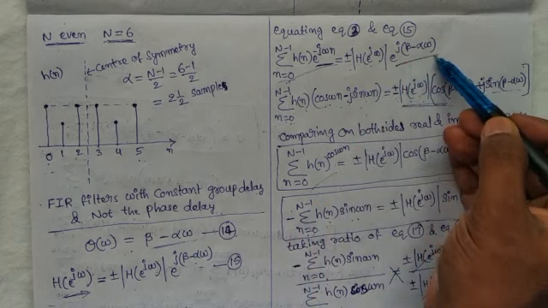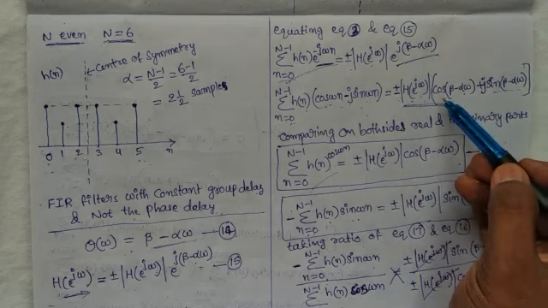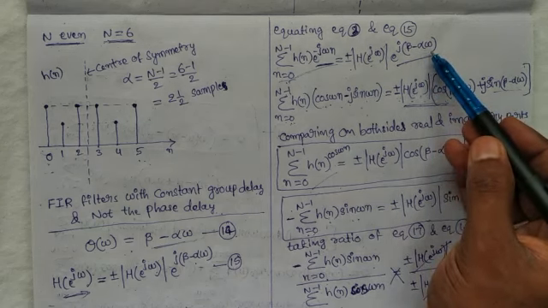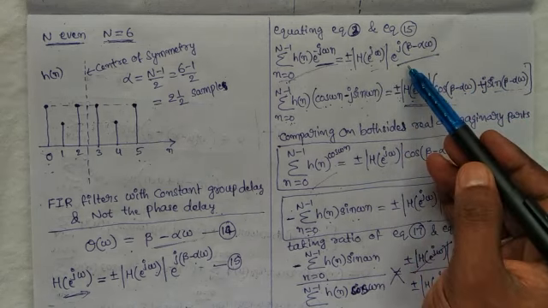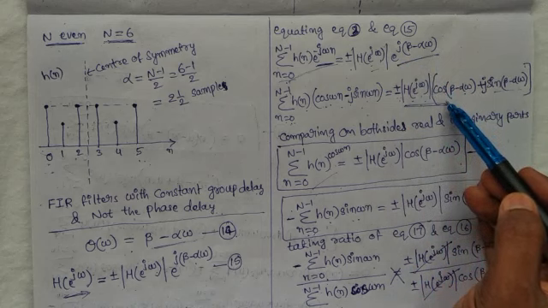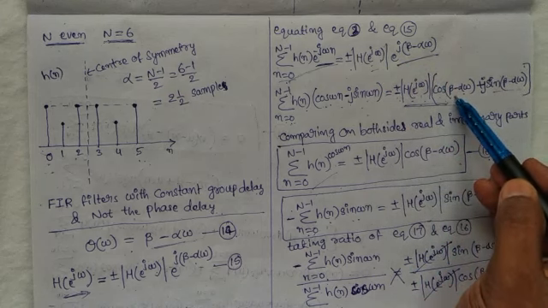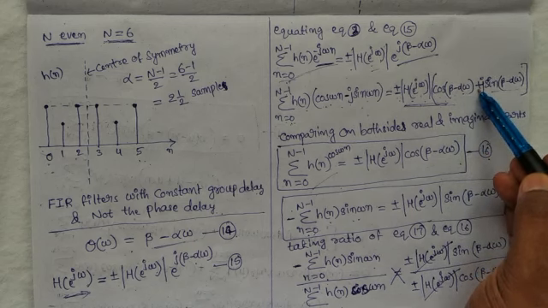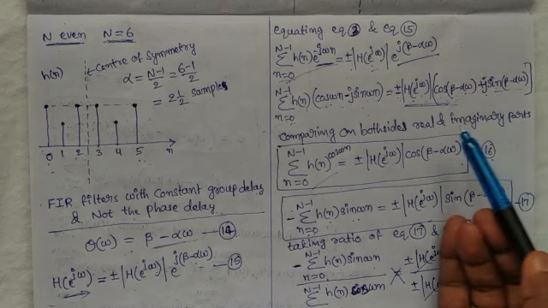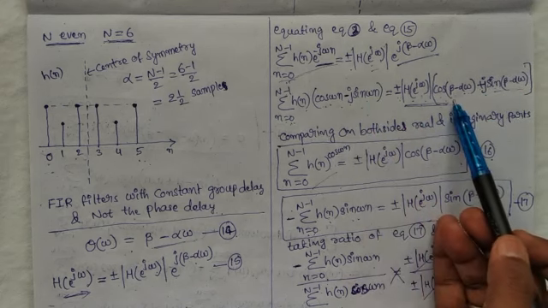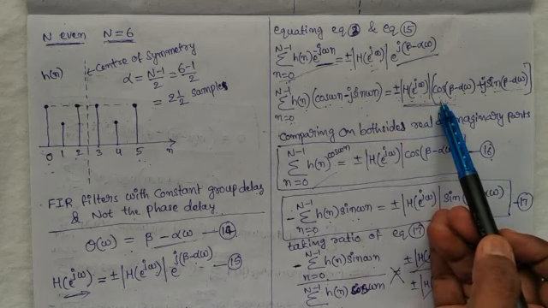How can we write e power j theta? Cos theta plus j sin theta. Here theta is beta minus alpha omega. So this term into e power j of beta minus alpha omega is equal to cos of beta minus alpha omega plus j sin of beta minus alpha omega. Now we are comparing the real and imaginary parts on both sides.